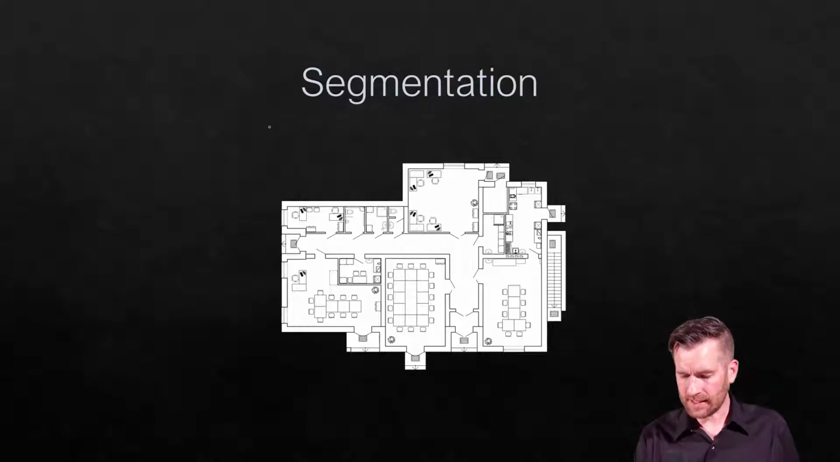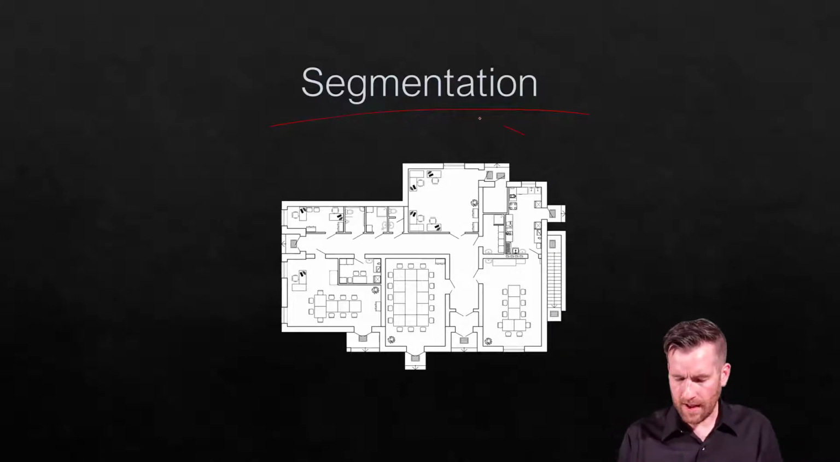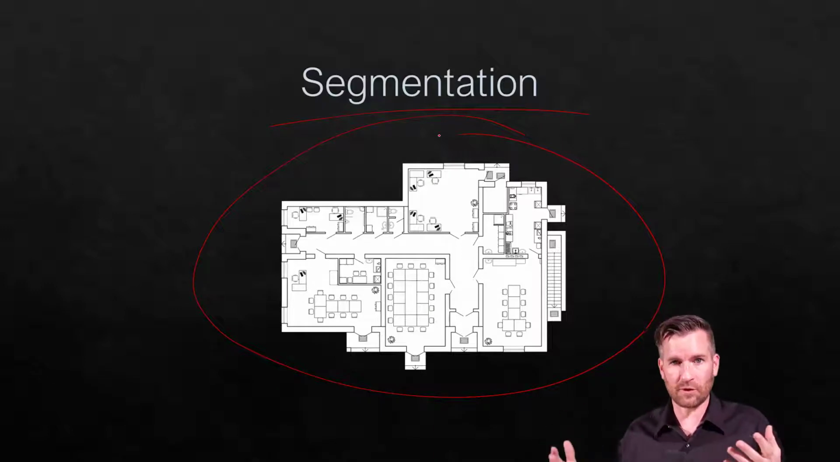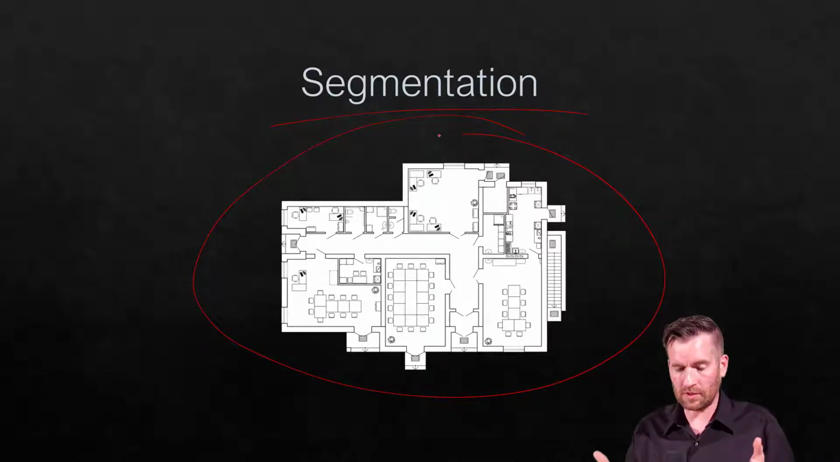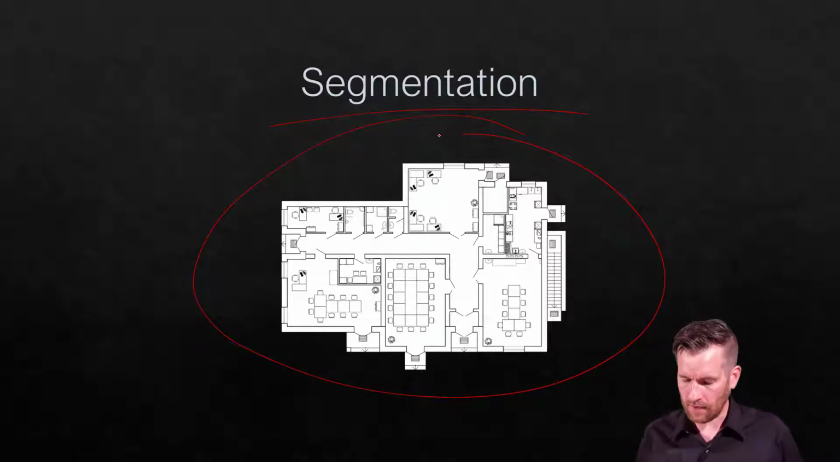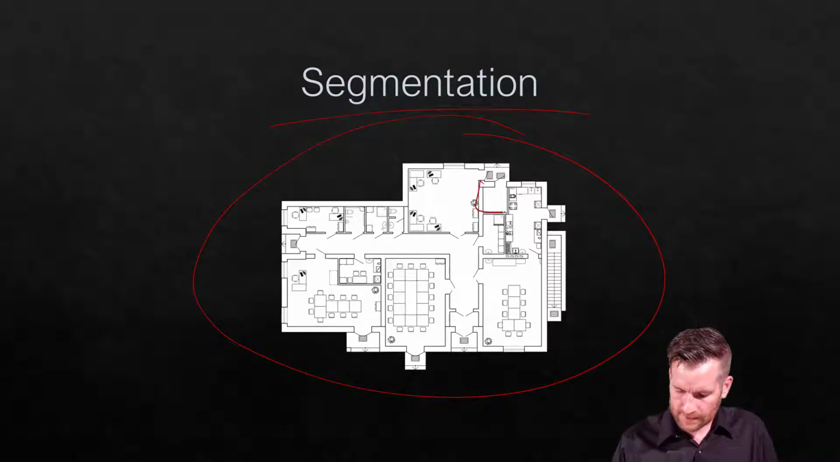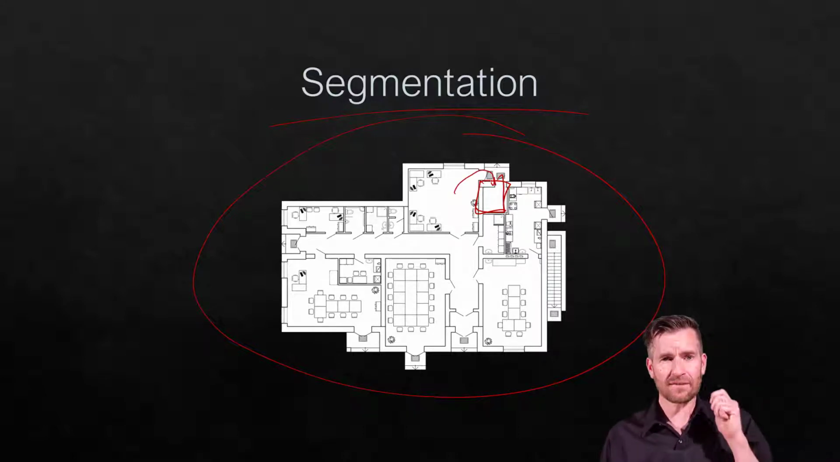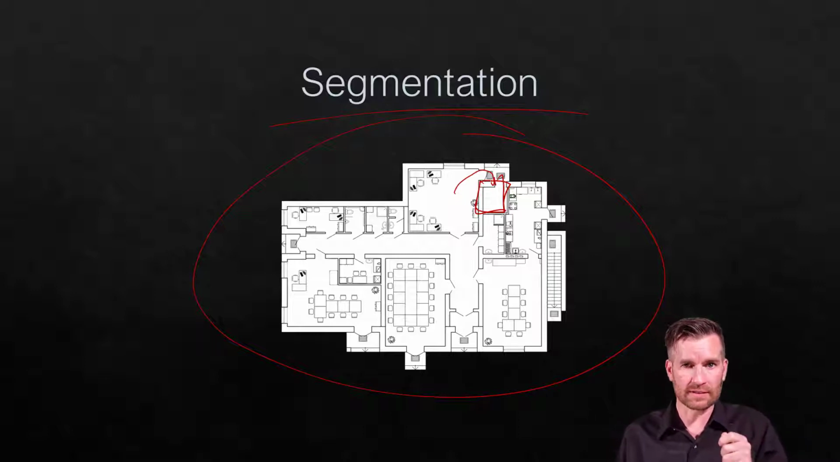Let's talk about segmentation. So here I have a blueprint of an office, and in many offices, we have lots of different rooms. And in some buildings, in some businesses, they'll have access control to each one of those rooms or many of those rooms, depending on what's inside of it. As an example, let's say this is our network room and we don't want everybody to have access to that room. So we only give keys to those individuals that need access to the network room.